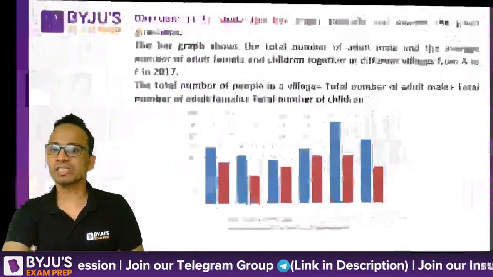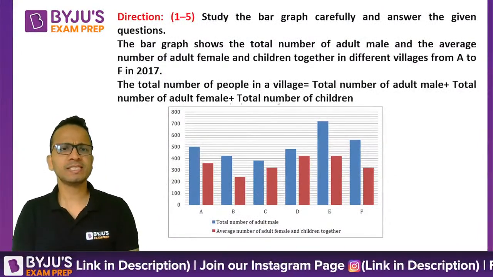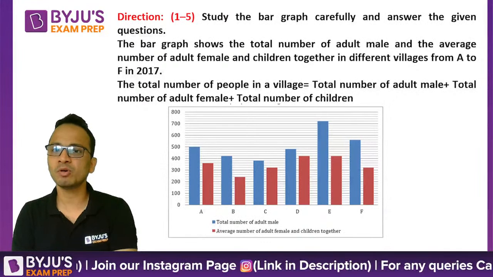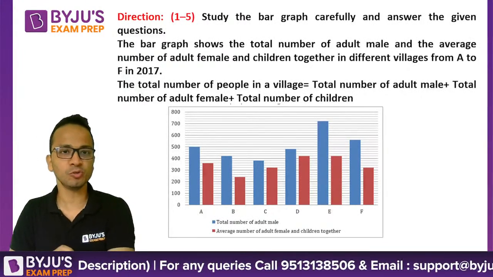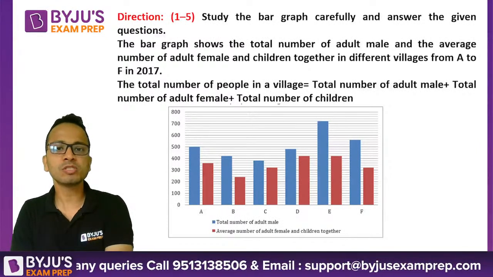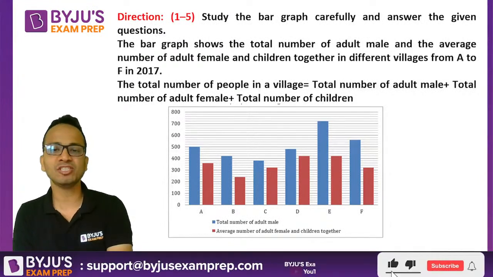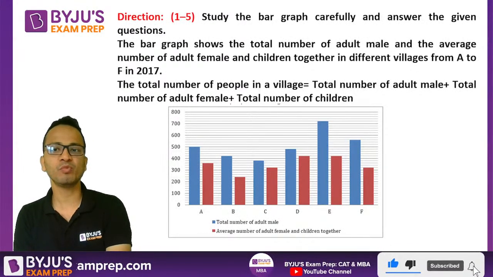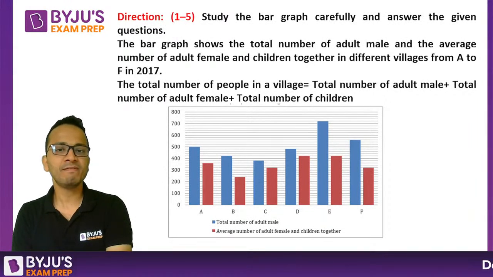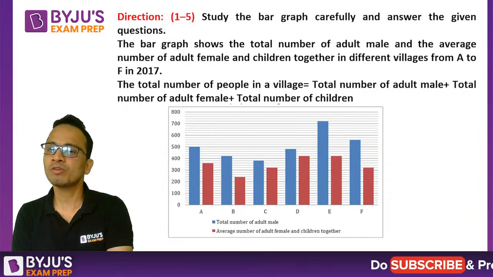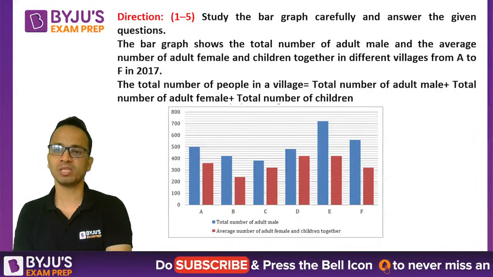So the first set in front of you, the common set of information, says that the bar graph shows the total number of adult male. Be careful about what data is given to you. The bar graph shows the total number of adult male and the average number of adult female and children together in different villages from A to F. The total number of people in a village is equal to the total number of adult male plus the total number of adult female plus the total number of children.